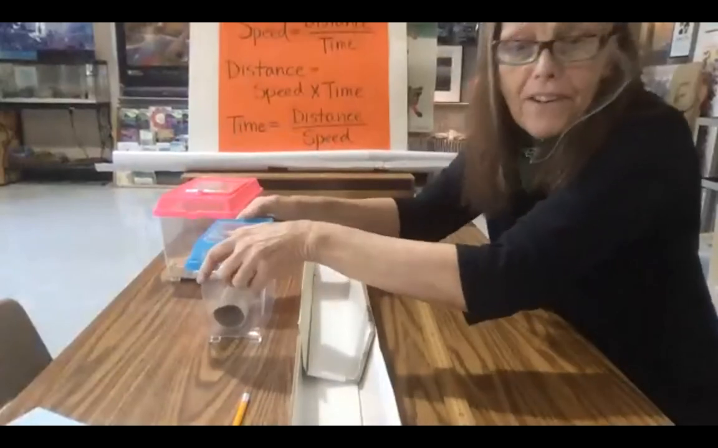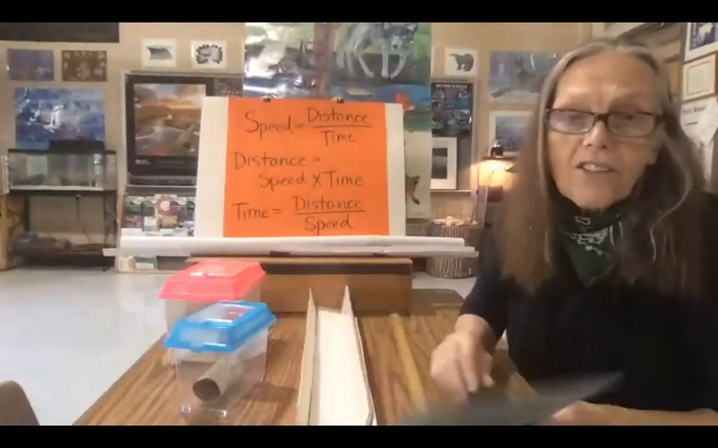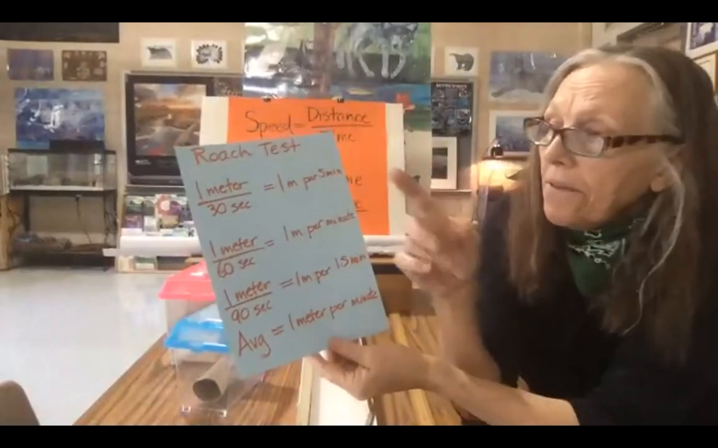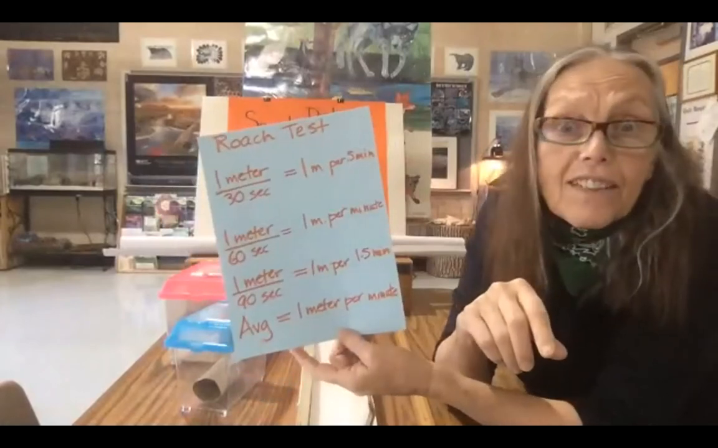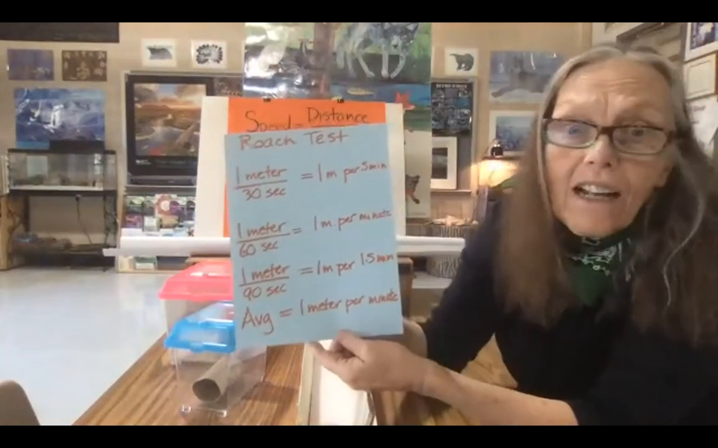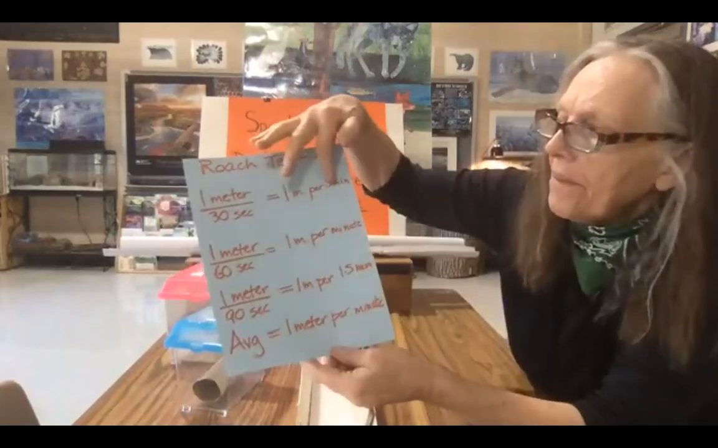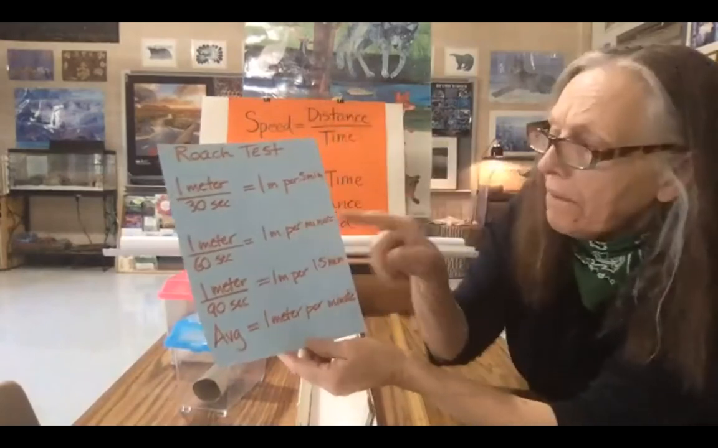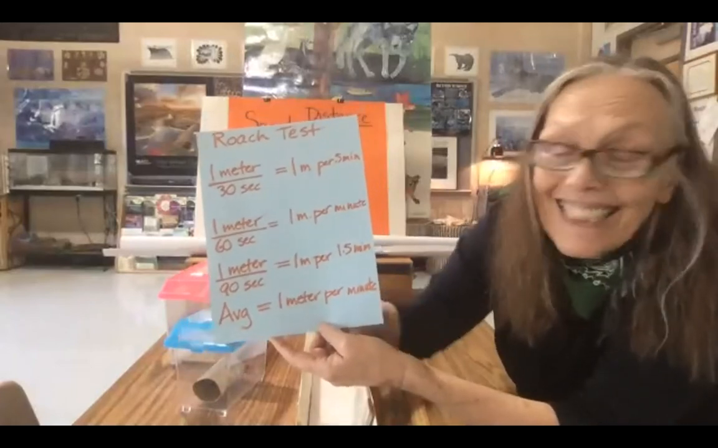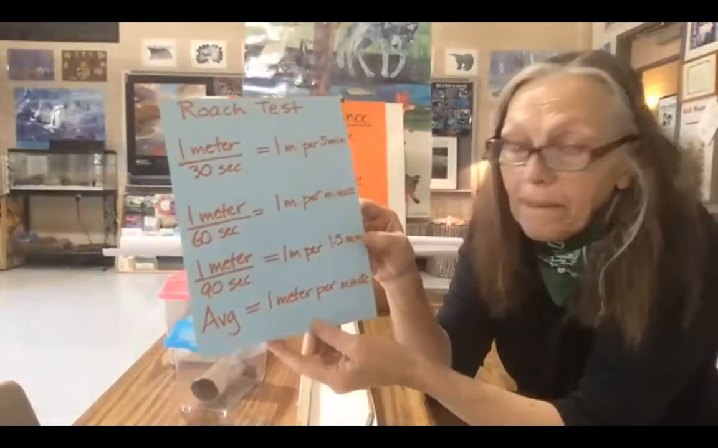So I did that a few times, and here were my results. You could have done it as many times. I did it 3 times. So 1 meter, first time he did it in 30 seconds. So his speed was 1 meter per 0.5 minutes. Next time, 1 meter, took him a whole 60 seconds. This one's 1 meter per 1 minute. Then the next time he was really slow, 1 meter, took him 90 seconds, a minute and a half. So 1 meter per 1.5 minutes. So the average turns out to be 1 meter per minute.